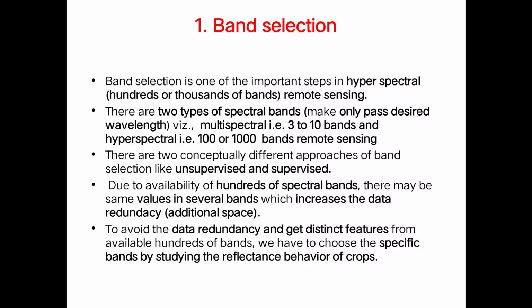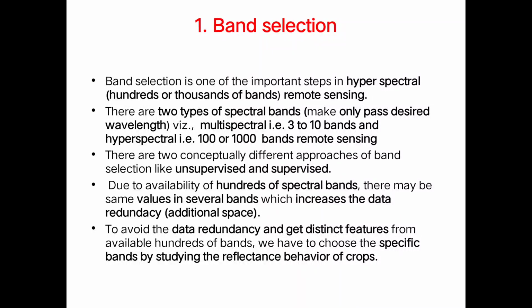Then the next important point is the selection of the band, or band selection. Band selection is one of the important steps in hyperspectral remote sensing. There are two types of spectral bands. The first one is the multispectral band, which has 3 to 10 bands, and the second one is the hyperspectral band, which has a number of bands ranging from 100 to 1000.